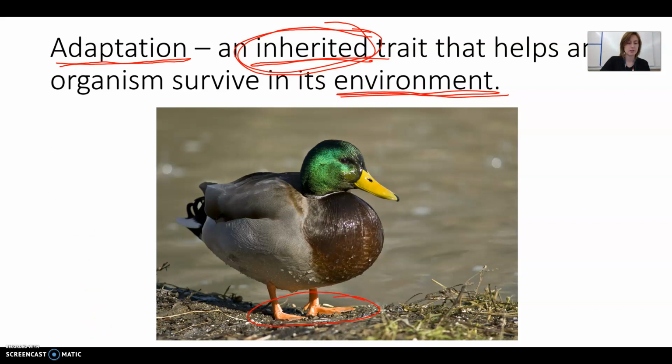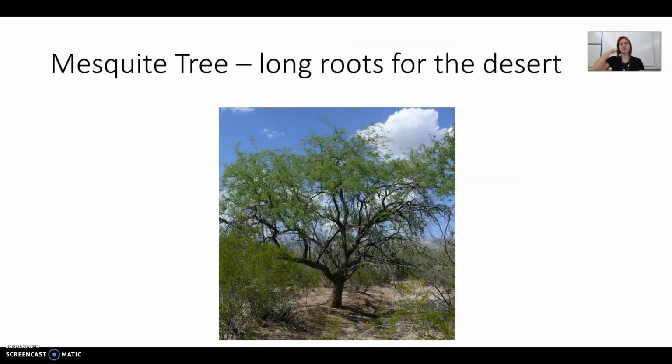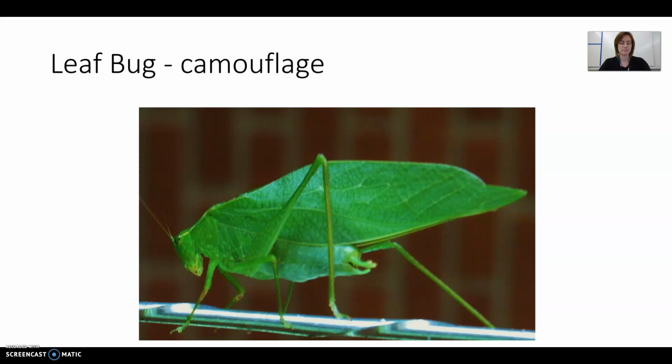Anyways, let's talk about some more examples. The mesquite tree has super long roots because it lives in the desert, and that way the long roots can reach the water really deep down in the ground since the desert doesn't have a lot of rain. So that's an adaptation that's just part of the mesquite tree's DNA, and it helps it survive in the desert. It definitely wouldn't need that in the rainforest, but that's okay because it lives in the desert, so that's an important adaptation for that plant.